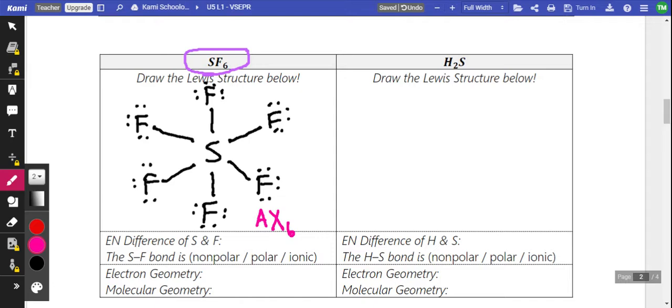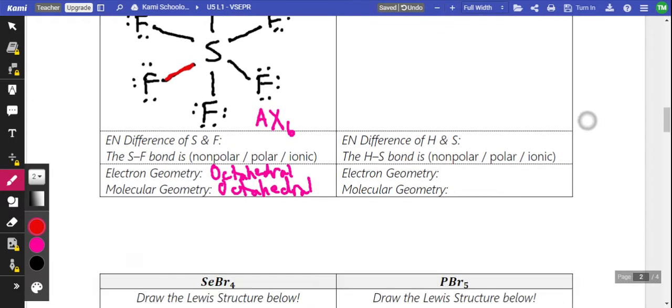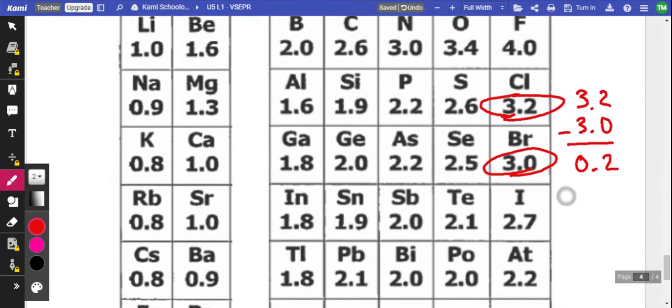AX6E0, or just AX6, corresponds to an electron geometry of octahedral. Again, because we have 6 electron domains. Okay, but since all of those are bonded atoms, this is also going to be an octahedral molecular geometry or molecular shape. Octahedral. Okay, now let's do the electronegativity difference of sulfur and fluorine to figure out how polar or nonpolar this bond is.